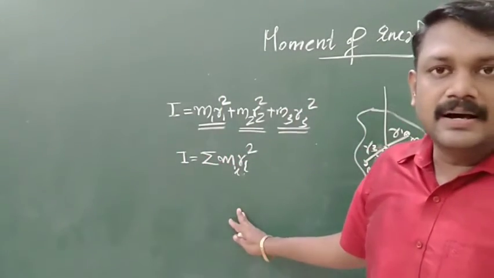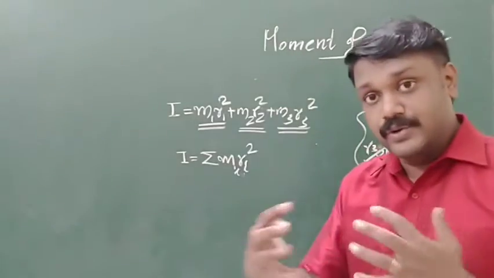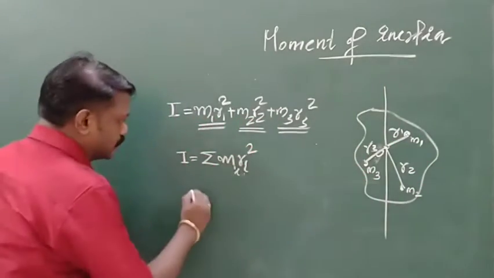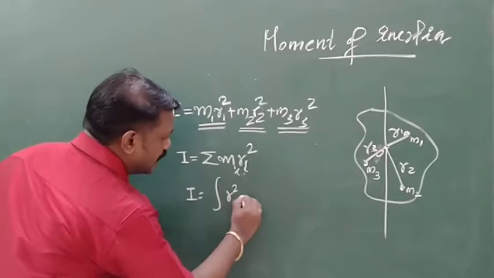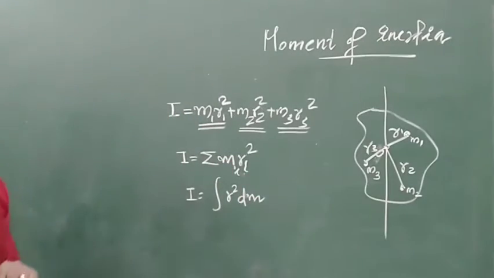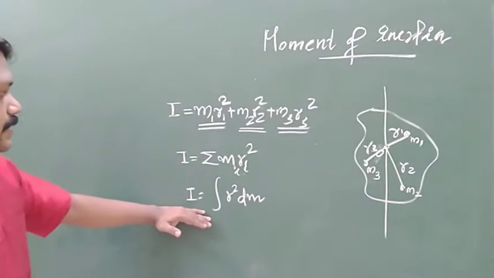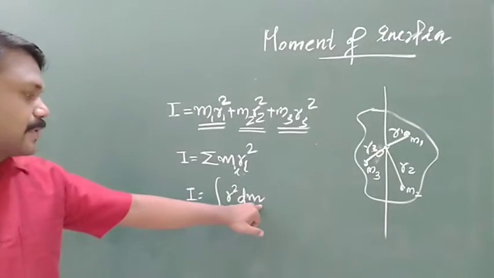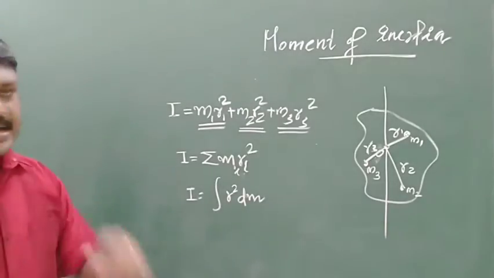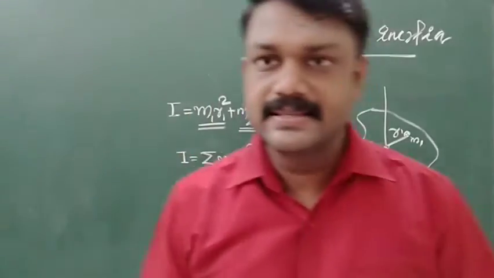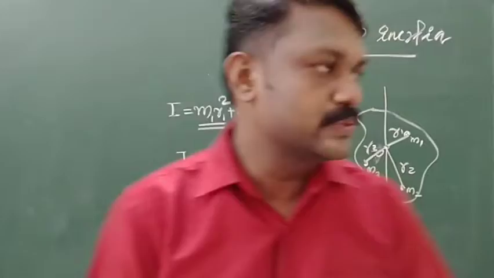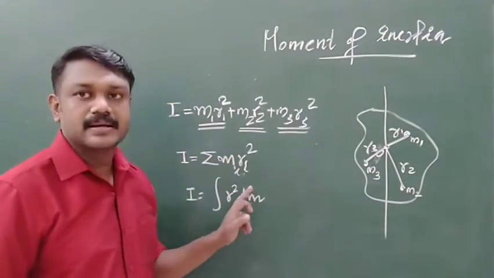If there are no such distinct particles and it is a continuous mass distribution, then it is given by I is equal to integral r square dm, as in the case of a continuous charge distribution. Here r is the distance of a small mass dm from the axis. That is the moment of inertia of a continuous mass distribution. Otherwise, you can use I is equal to sigma m r square.